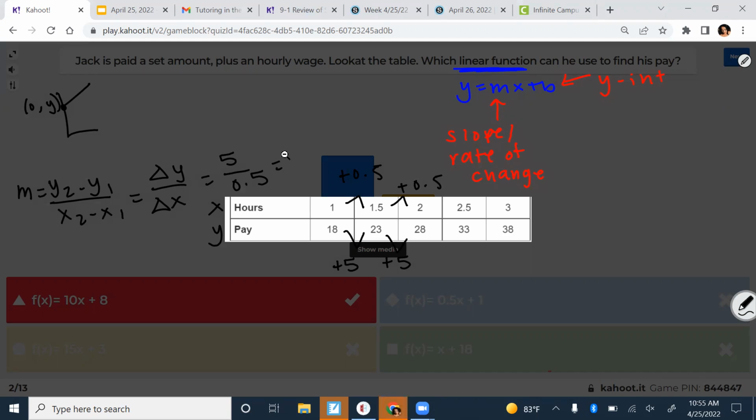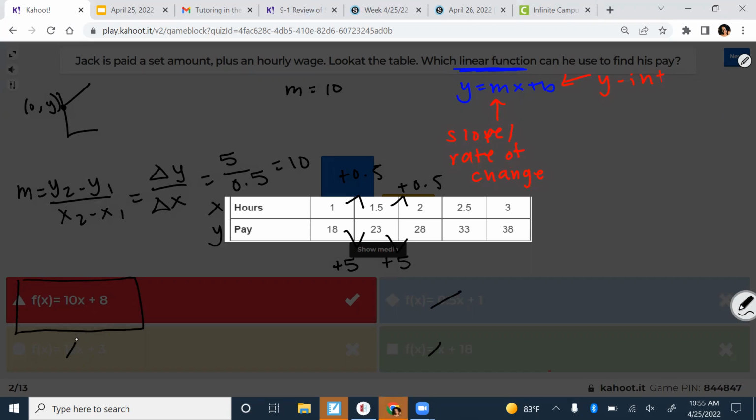What is 5 divided by 0.5? 10. So based off of just that, since we know that m should be 10, I already know that red is my answer. Because the other options don't have an m that is close to 10 that I could even consider. If it was close, I would, but since it's not close, I'm not going to.